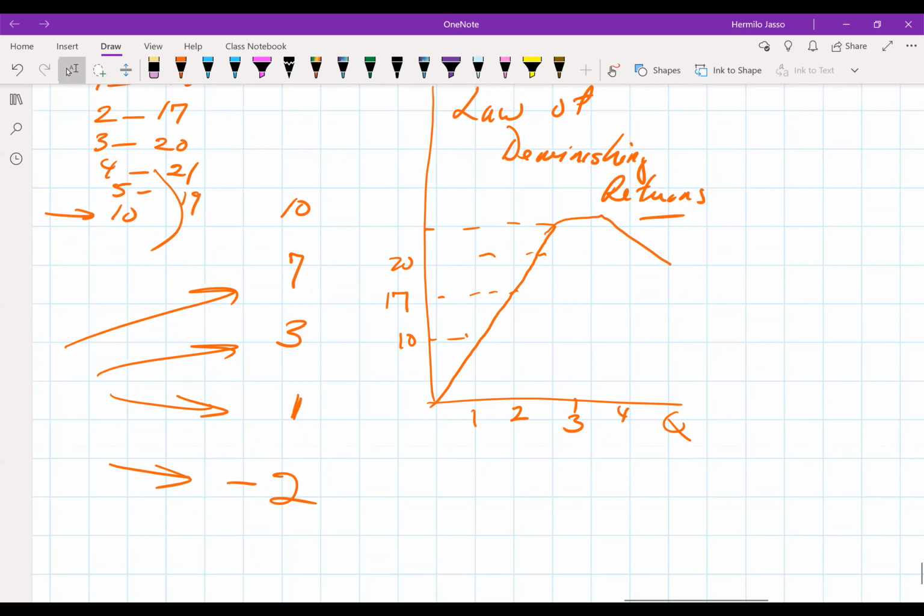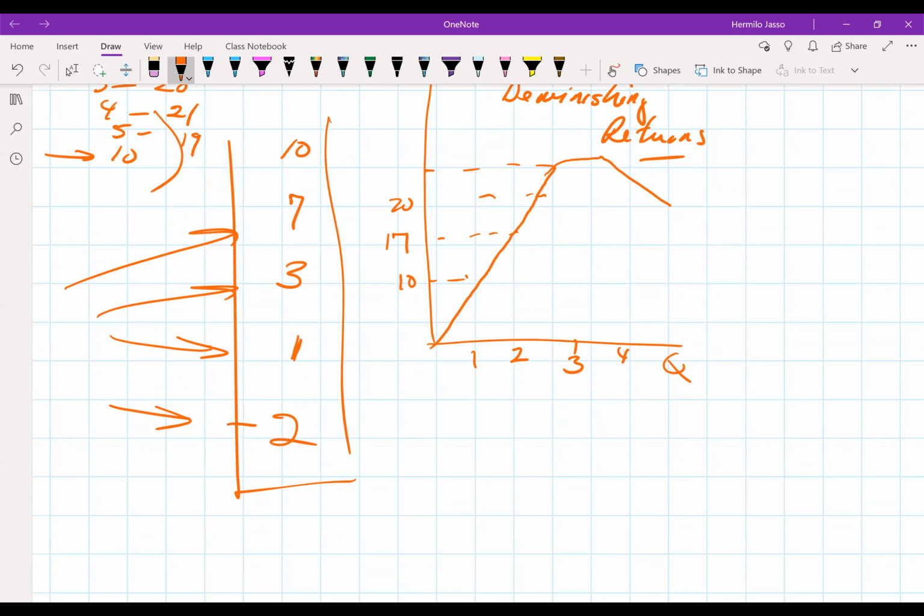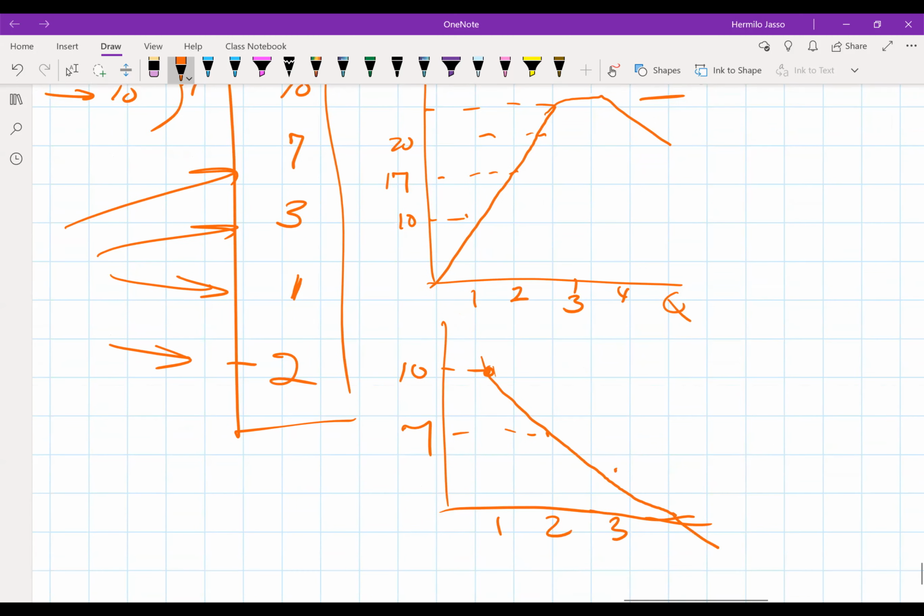If I was to create a graph on this, then my utility will be something like this. The first one gave me 10, right here. The second one only gave me 7. The third one only gave me 3. And as you can see, the marginal utility begins to decrease, and it's possible that it actually becomes negative. Okay, that's laws of economics.